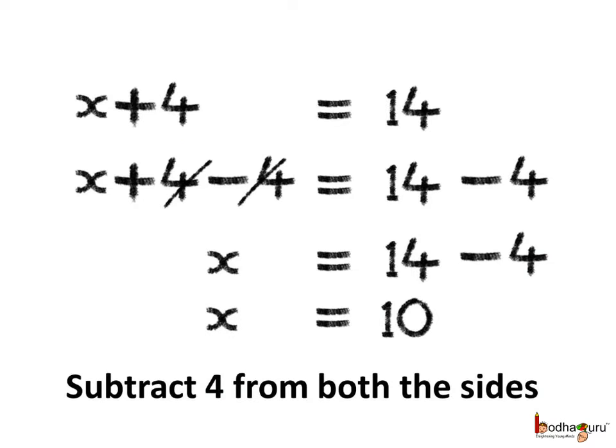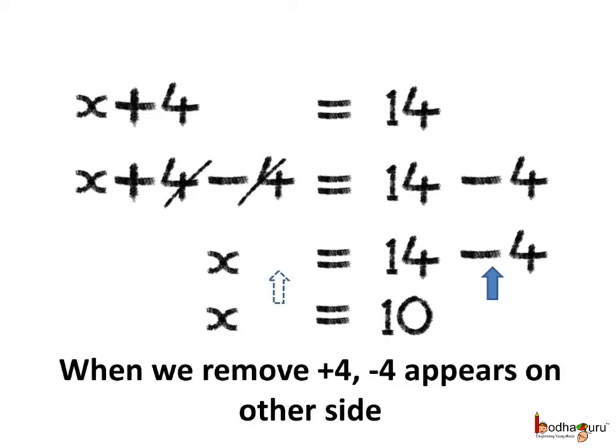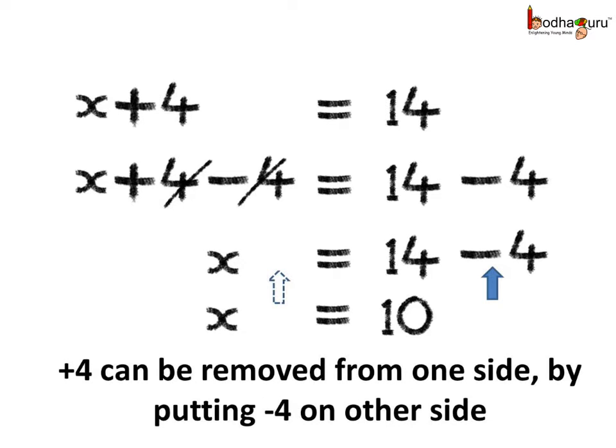Now coming back to our solution, look carefully how we solved it. We subtracted 4 from both the sides. It disappeared from the left hand side, but it appeared on the right hand side as minus 4. So it appears as if plus 4 is removed from one side by putting minus 4 on the other side.